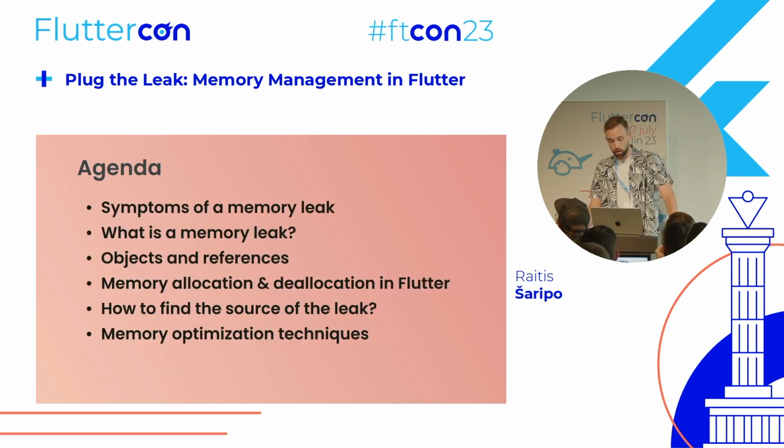All right. Today we are going to talk about what are some early signs and tells that your app is leaking memory. What exactly is a memory leak and what characteristics does it possess? And what is the role of objects and references inside our apps? Also, how memory is being allocated and deallocated in Flutter. How can we find the source of the leak and fix it afterwards? And also, we'll take a look if there are some memory optimization techniques that we could use to potentially prevent memory leaks in our applications.